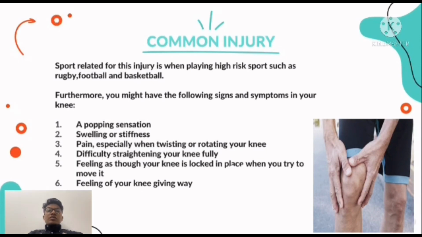Next is common injury. This injury is sport related, occurring when playing high risk sports such as rugby, football and basketball. When you have a torn meniscus, you will have the following signs and symptoms in your knee: a popping sensation, swelling or stiffness, pain especially when twisting or rotating your knee, difficulty straightening your knee fully, feeling as though your knee is locked in place when you try to move it, and a feeling of your knee giving way.